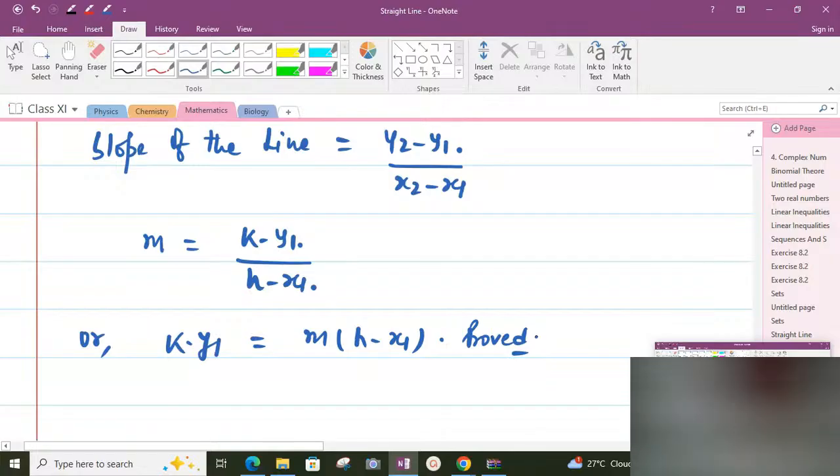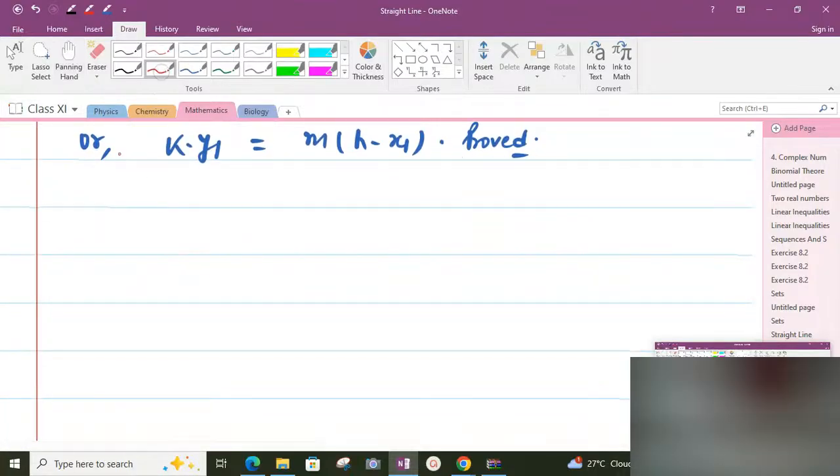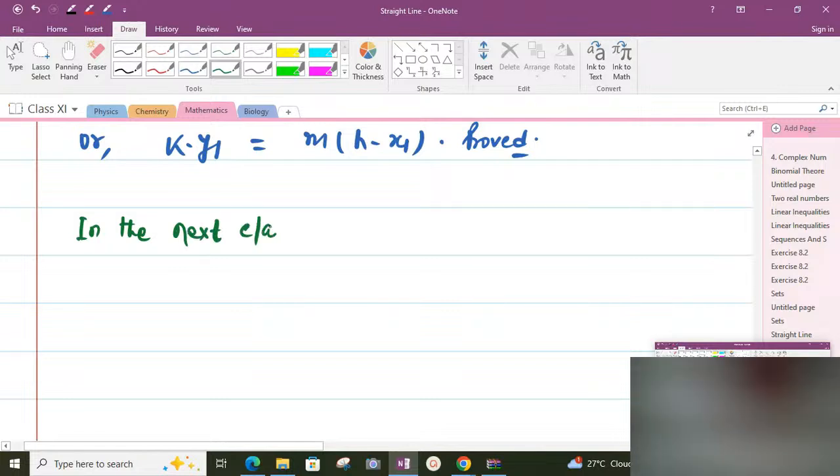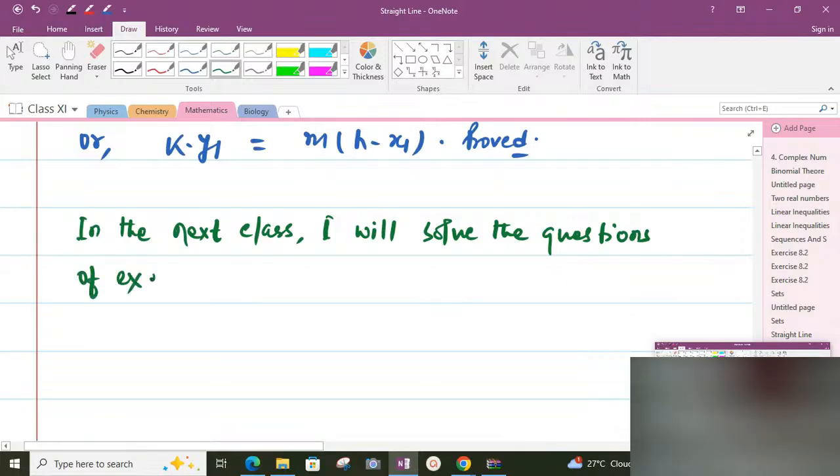There is no problem to understand the solution of questions 1 to 11 of this exercise. In the next class, I will solve the questions of exercise 9.2. Till then, thanks to all of you. Thank you very much.